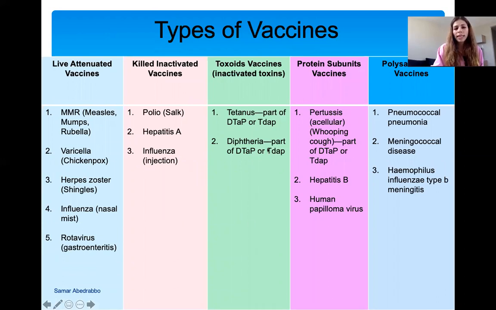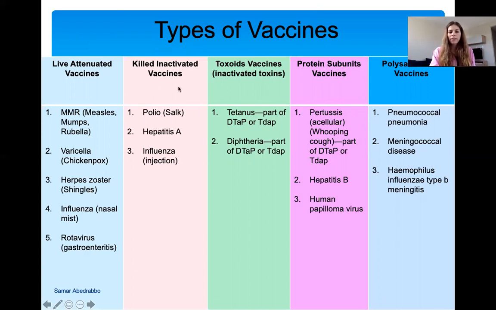With whole agent vaccines, again, there are live attenuated vaccines and killed inactivated vaccines. Live attenuated vaccines are like the MMR vaccine, which is measles, mumps, rubella, the chickenpox vaccine, caused by the varicella virus, and the shingles vaccine, caused by the herpes zoster virus. There are different types of influenza vaccines. And the rotavirus vaccine, which for babies is given orally.